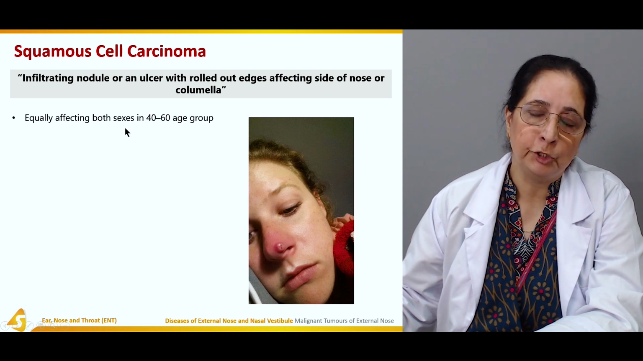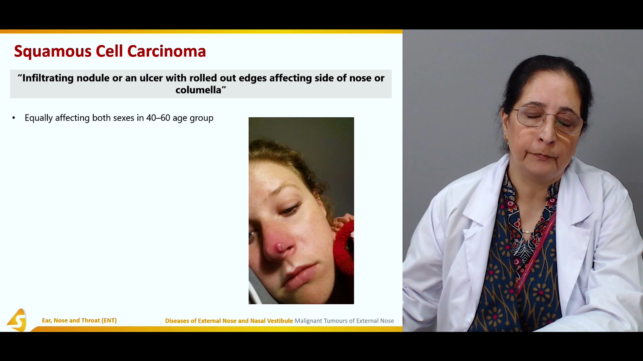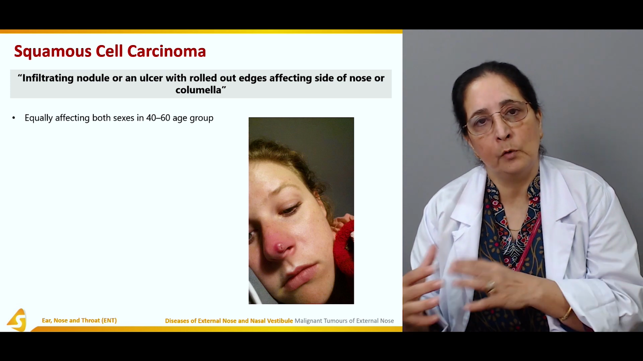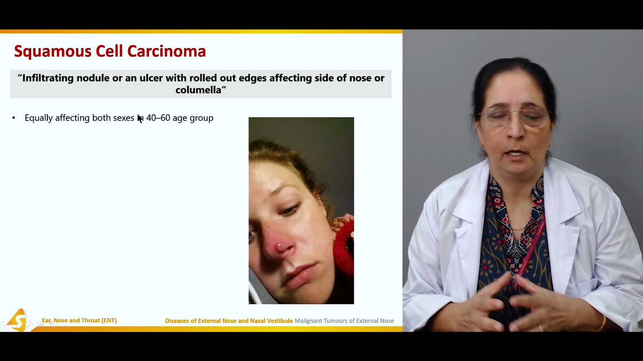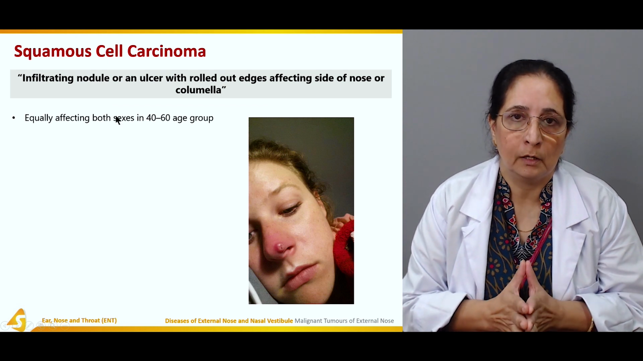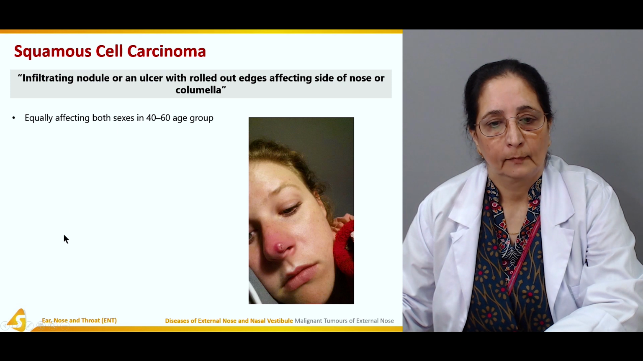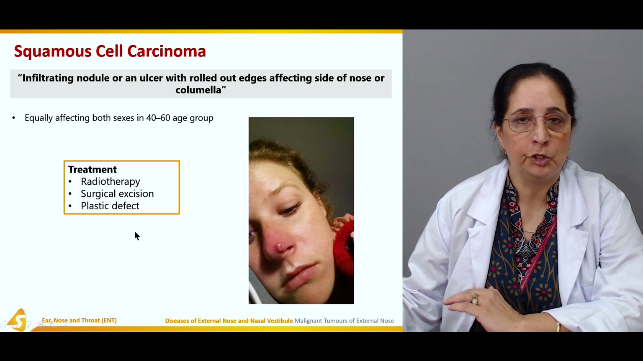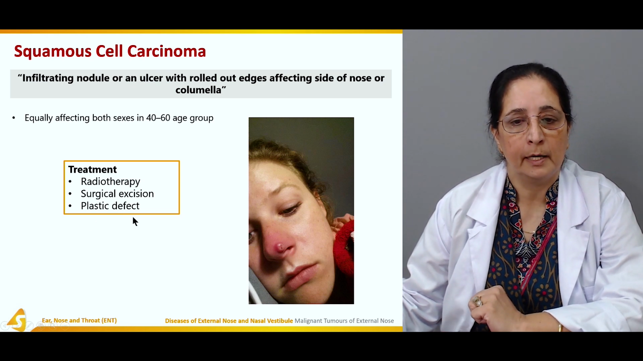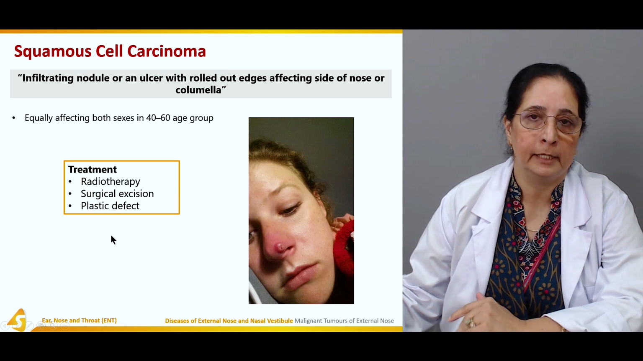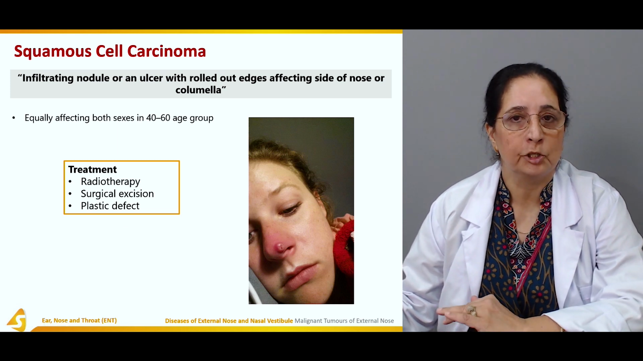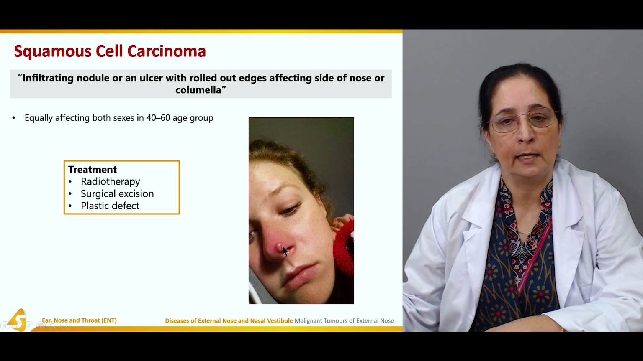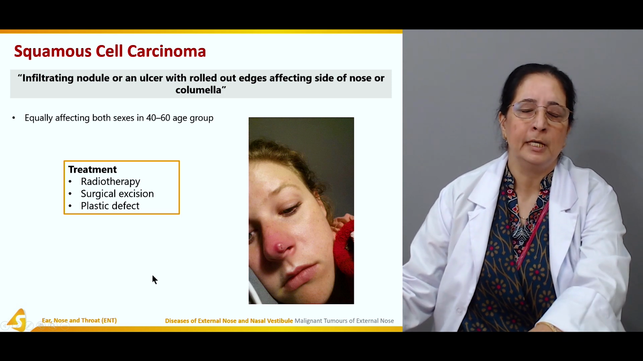It affects the same age group as the basal cell carcinoma, 40 to 60 years of age. So all these tumors, if you notice, are of middle age or past middle age. They are not tumors of the young or early age group. Treatment is radiotherapy and surgical excision to remove the tumor, and plastic surgery is done to repair any defects. So this is the squamous cell carcinoma, which arises from the squamous cells.